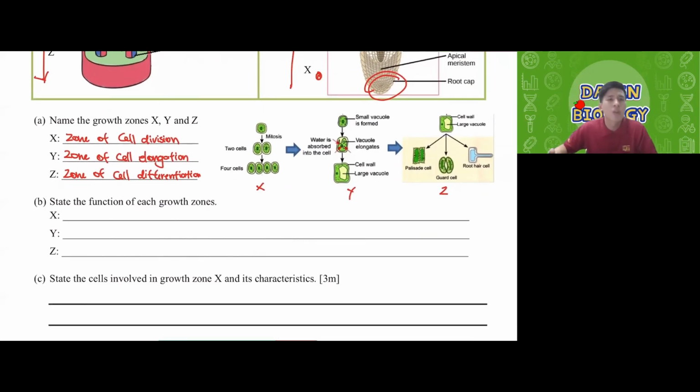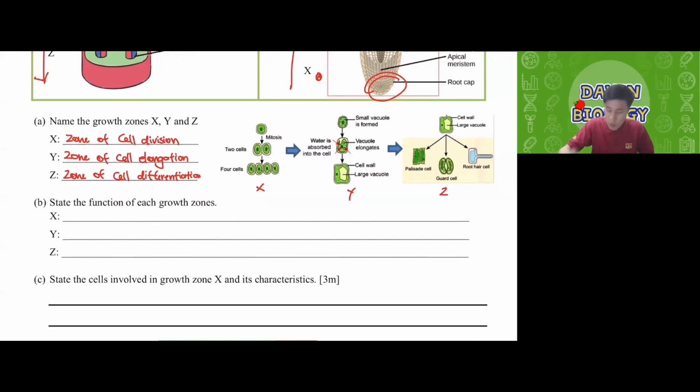Now we need to know the function of each growth zone. The function is related to the name exactly. So number one, the cell divides. Why do you want to divide? Of course, you want to increase the number of cells. Yes, correct. But why do I want to increase the number of cells? What's the function of having more cells? What does more cells give me? Who can tell me that? Why do we want more cells? For growth, exactly.